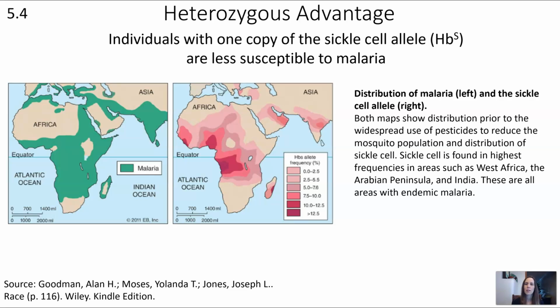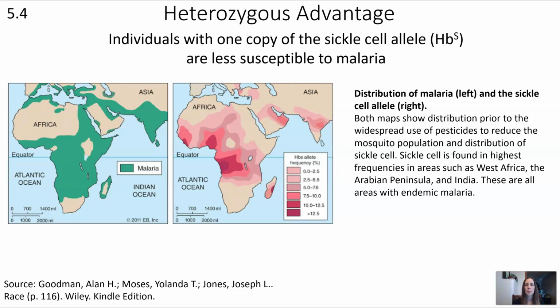Because the sickle cell allele, HBS, is predominantly found in people whose ancestry comes from these areas of Africa where the prevalence of malaria is highest, there's a misconception that you can tell if somebody is more likely to have sickle cell based on their skin color. And that's problematic for a lot of reasons.